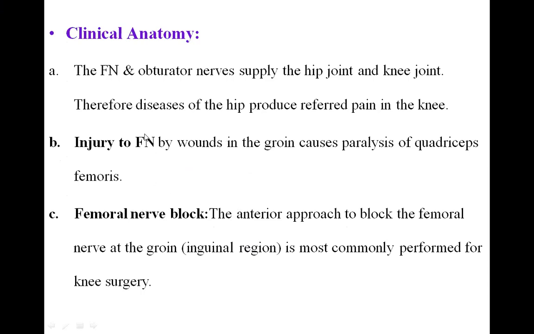Coming to the clinical anatomy, the femoral nerve and obturator nerve supply the hip joint and the knee joint. Therefore, diseases of the hip produce referred pain to the knee. Injury to the femoral nerve by a wound in the groin causes paralysis of the quadriceps femoris. Femoral nerve block: the anterior approach to block the femoral nerve at the groin, that is the inguinal region, is the most commonly preferred for knee surgery.